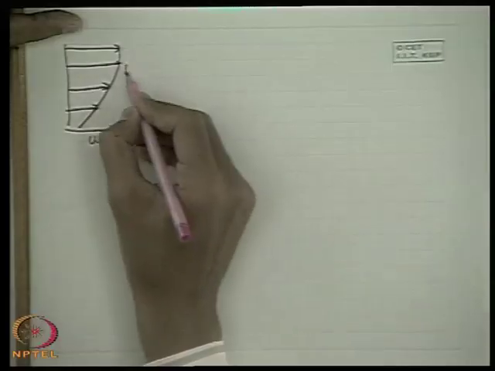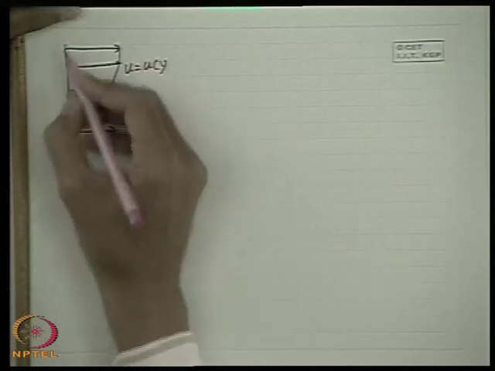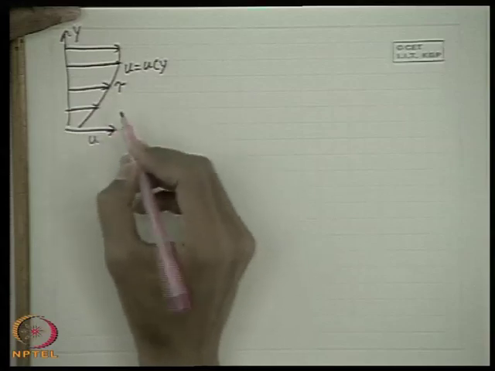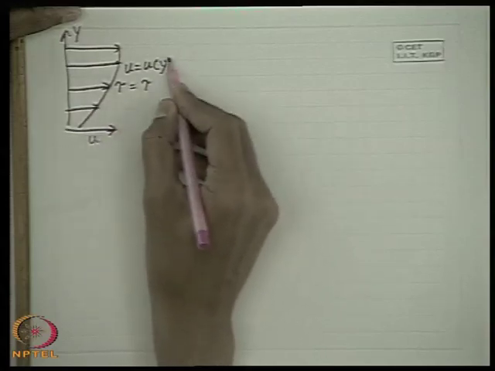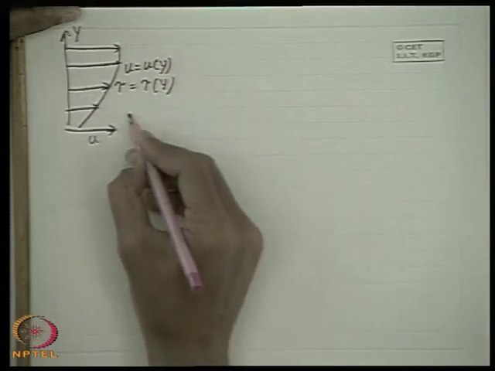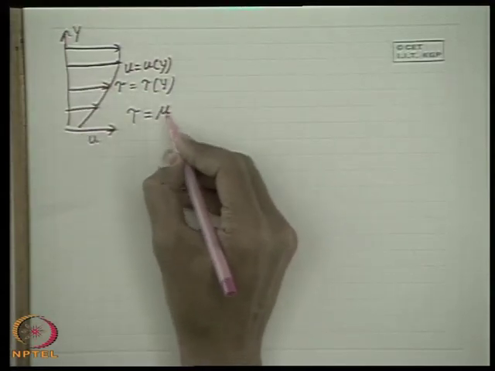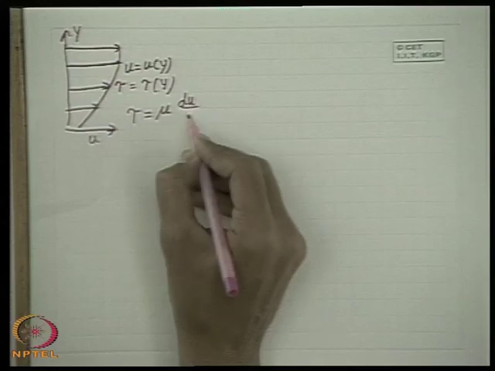fluids. If we consider a velocity field like this, where u is the velocity in this direction, which is a function of y, where y is this direction, then we have seen that tau at any location y, which is also a function of y, for a class of fluid is proportional to du/dy, and this is the velocity gradient.